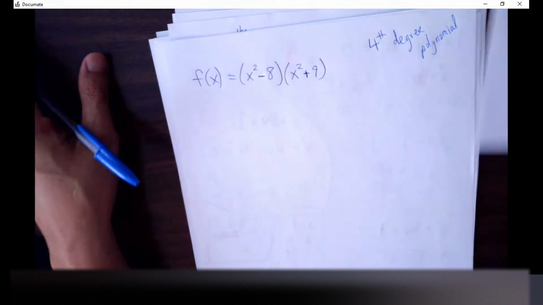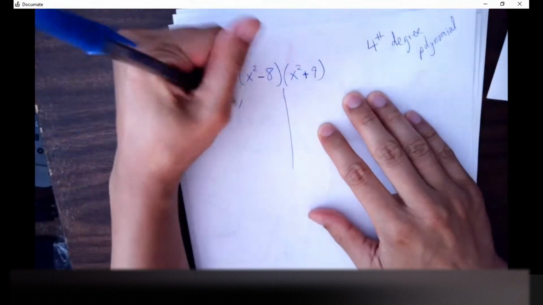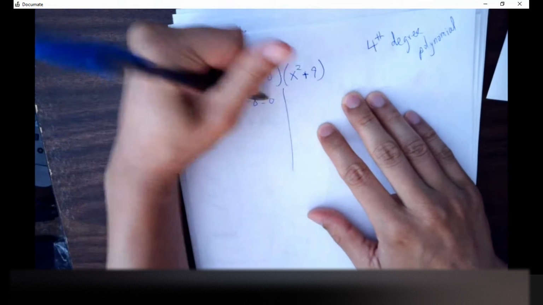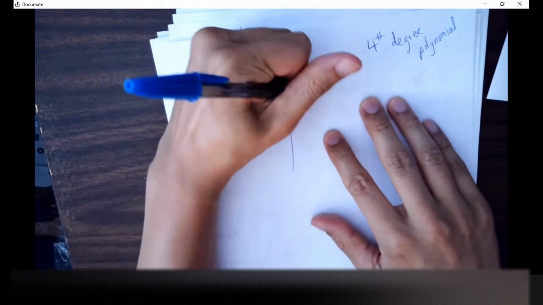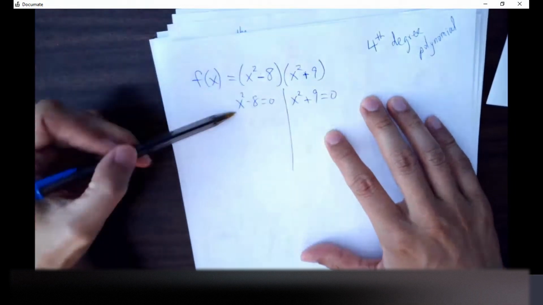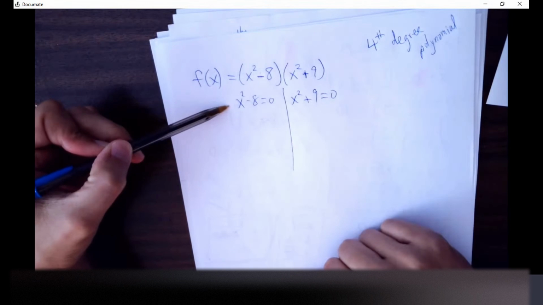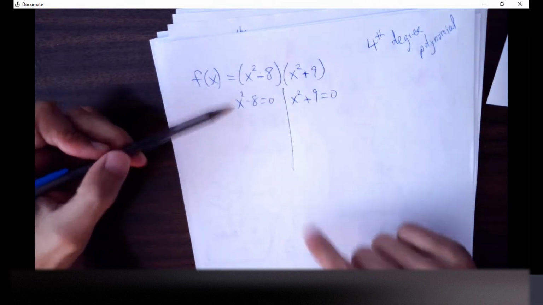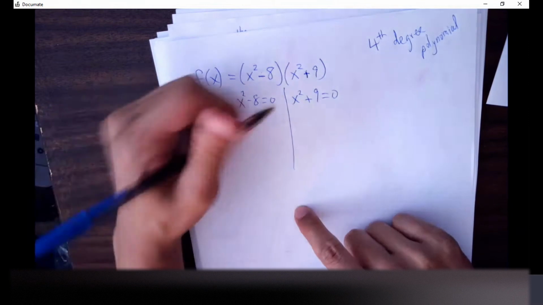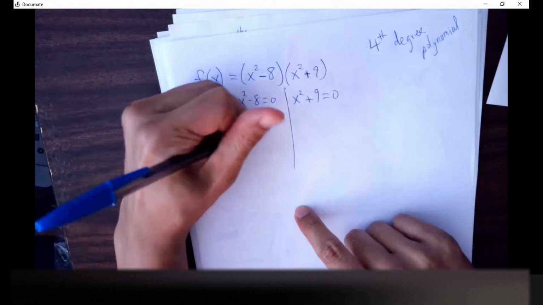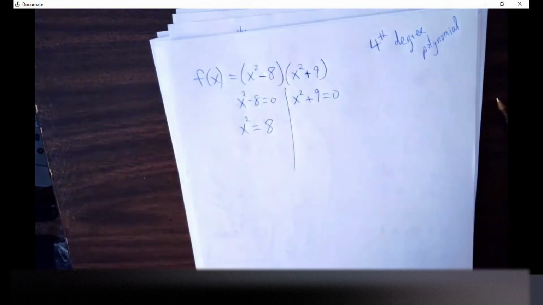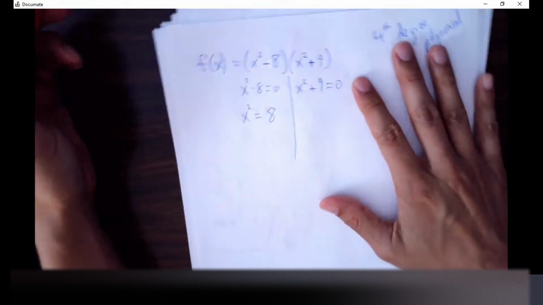First, I'll put both of them equal to 0. And then, okay, do this side first. Then we'll find the square root. Before we do that, though, I'll move the 8 to the other side. Yeah. So plus 8. Okay. So now we find the square root.